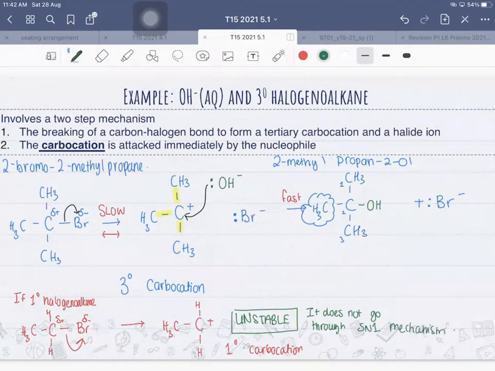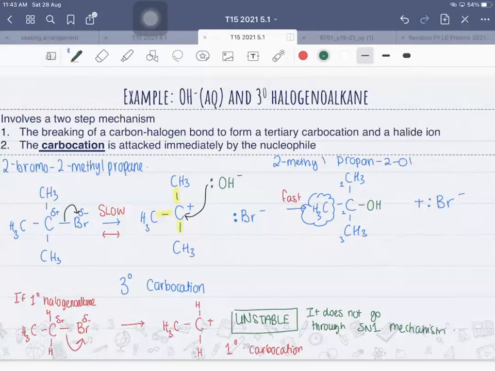So we've looked at the two extremes. I haven't talked about the explanation yet: why carbocation ion only forms with tertiary halogenoalkanes but not with primary. That will be covered in the next slide. So I've covered both extreme ends. The most stable carbocation ion will go through SN1. The least stable carbocation ion cannot go through SN1, so it has to go through a different route, which is SN2, which is the one that we looked at in the previous lesson.